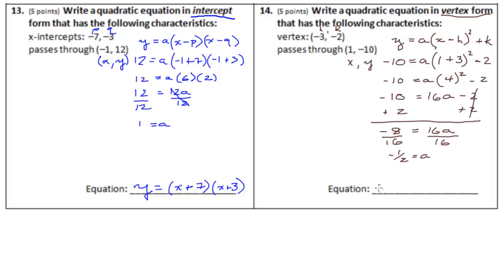So now we can write our equation. Y is equal to negative 1/2. There's our a. X minus h, which was minus negative 3 or plus 3, squared minus 2.